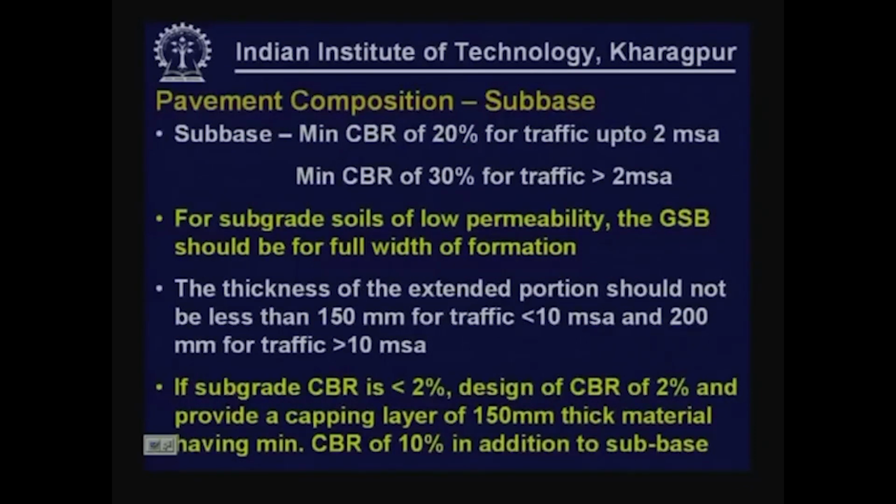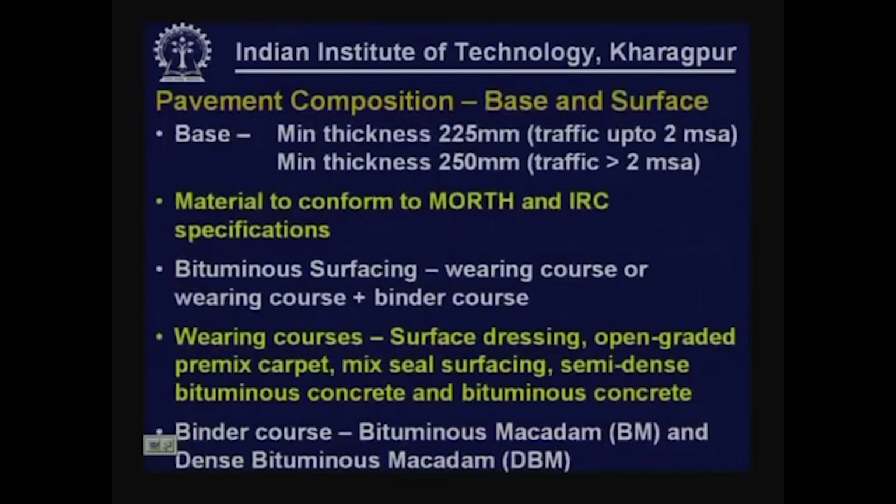If the subgrade CBR is less than 2%, the design should be for CBR of 2% and provide a capping layer of 150 millimeters thick material having minimum 10% CBR in addition to the sub base. Base should be minimum thickness of 225 millimeters for traffic up to 2 million standard axles, 250 millimeters for traffic more than 2 million standard axles. Material should conform to MORTH and then IRC specifications.